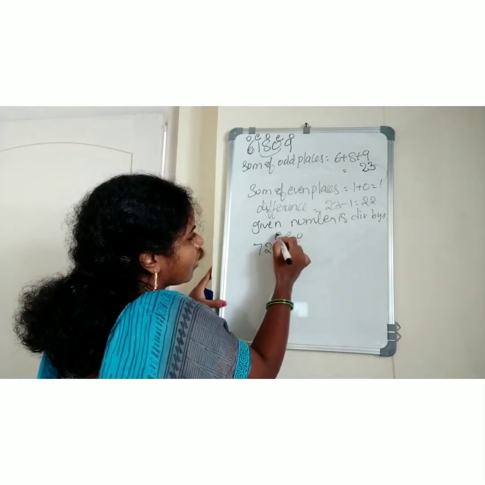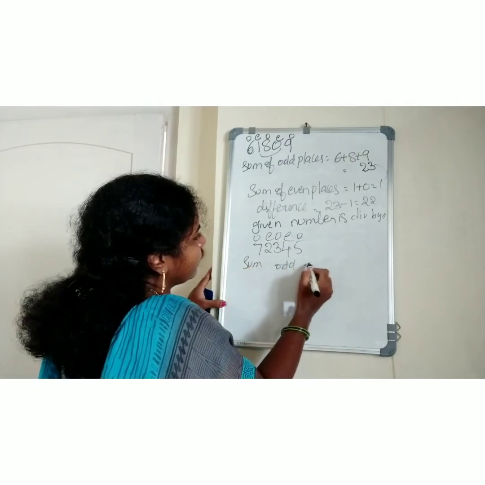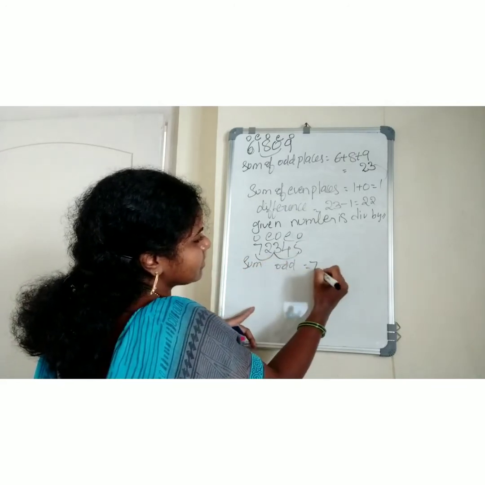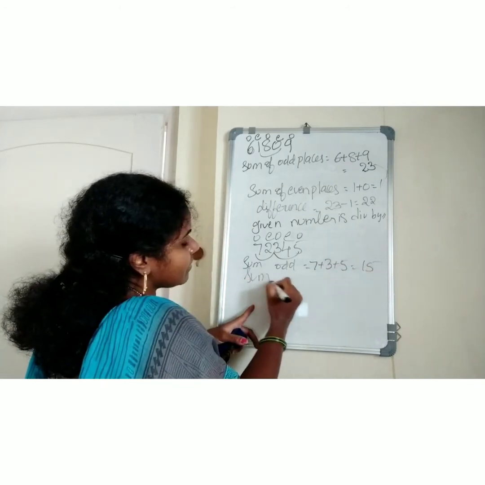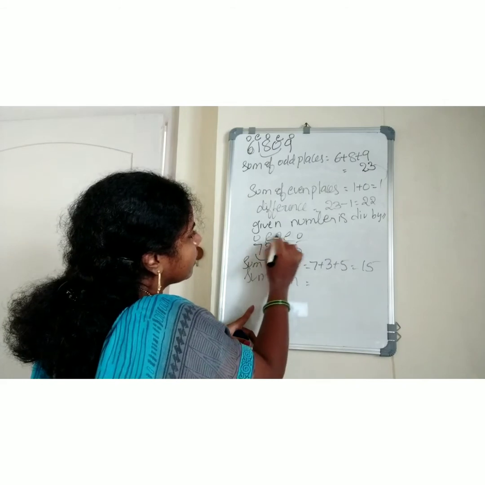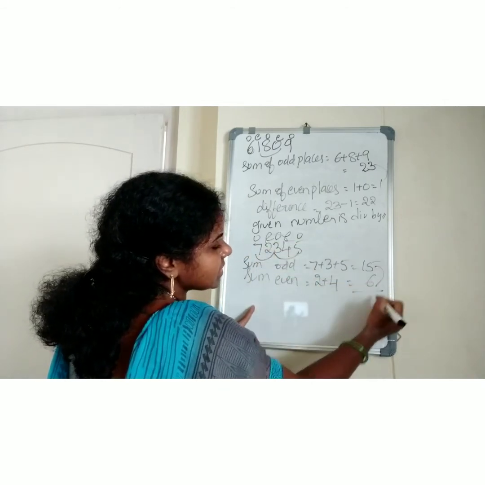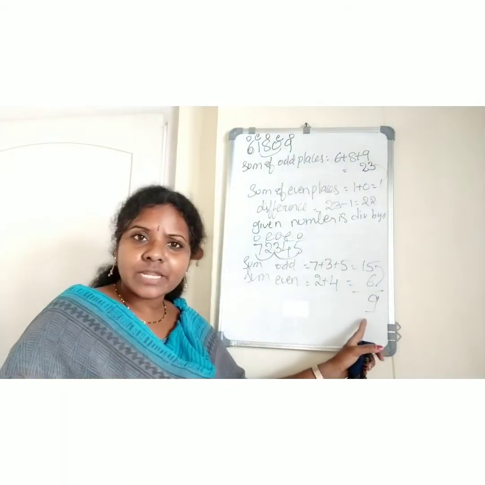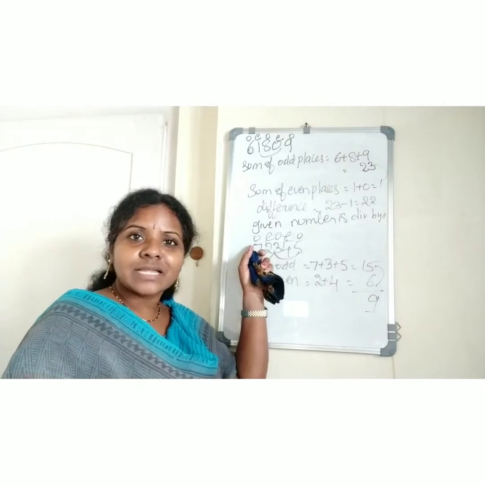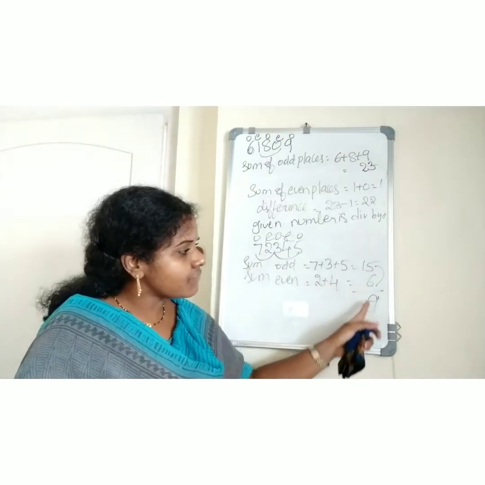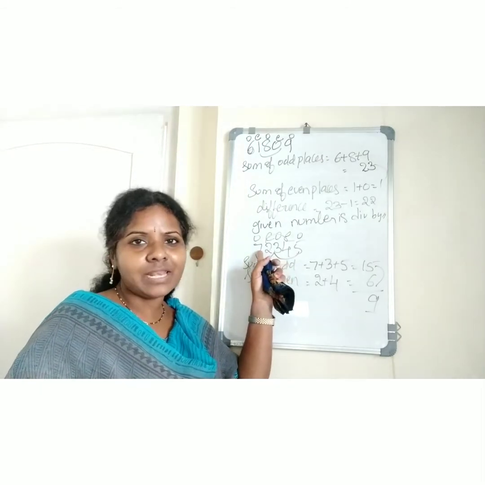Suppose we take one more number. Odd, even, odd. Sum of odd places is equal to 7 plus 3 plus 5, that is 15. Sum of even places is equal to 2 plus 4, 6. 15 minus 6 is 9. Here the difference is not divisible by 11. Therefore the given number is not divisible by 11.